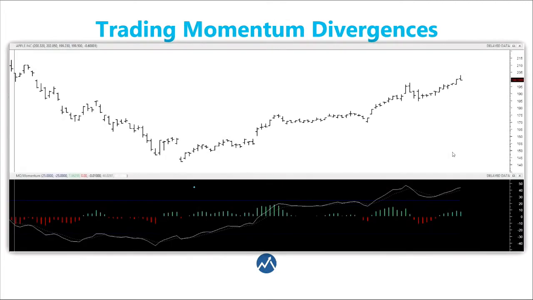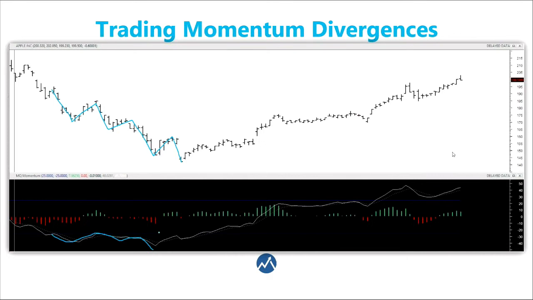So let's talk about momentum divergences. And remember, a divergence occurs when momentum and price are no longer in agreement. So this is Apple. As we come down here, we look at the price, and the price is going lower highs, lower lows, trending down, right? And momentum is in agreement. We're going lower highs, lower lows.